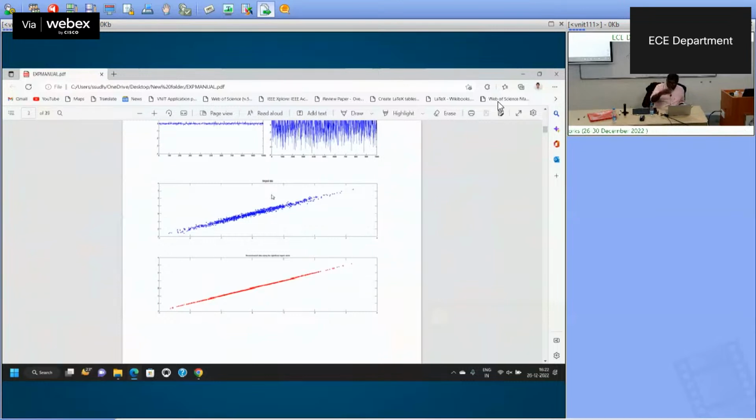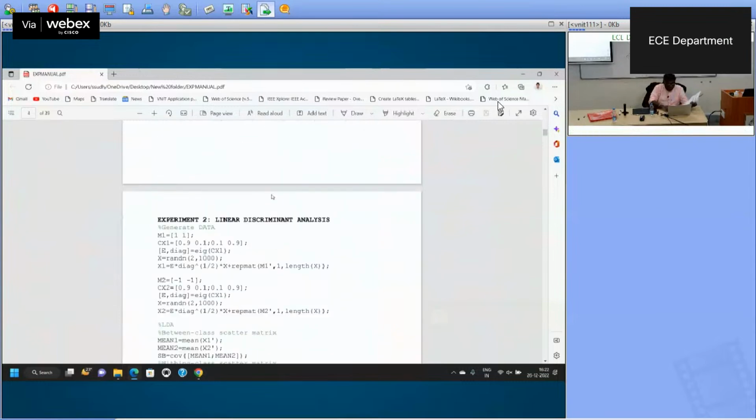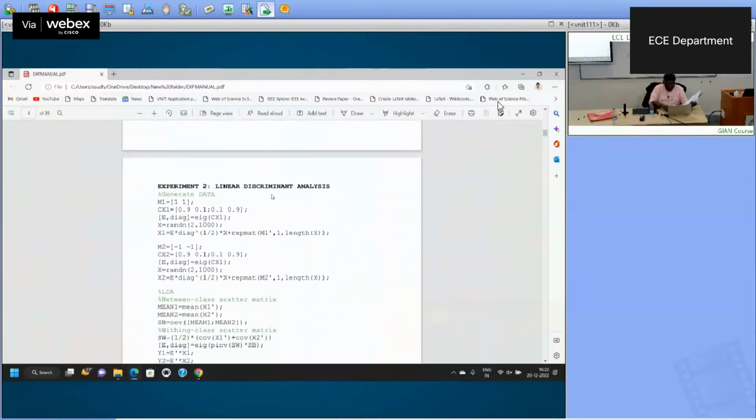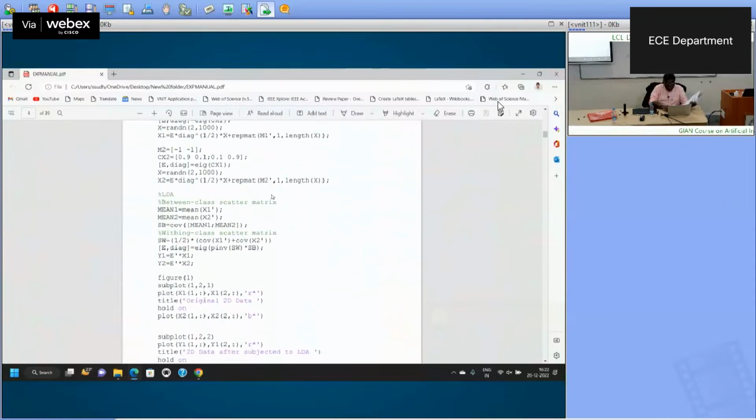So this concept you can actually do for higher dimensions also. This is the first experiment you have to feel, right, how the dimensionality reduction is really working. The second one is this LDA.